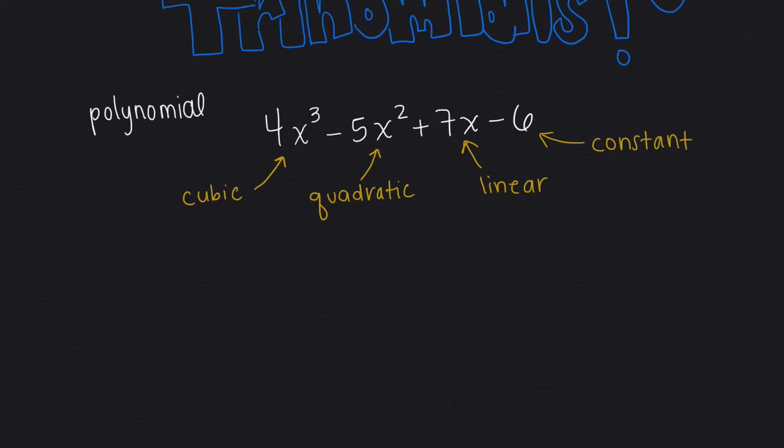What makes the difference between each of these is the exponent. So notice, cubic goes with the exponent of 3. Quadratic means you have an exponent of 2. Linear means you have an exponent of 1. Remember that 1 as an exponent is always going to be invisible. And the constant, that's just your number with no variable.